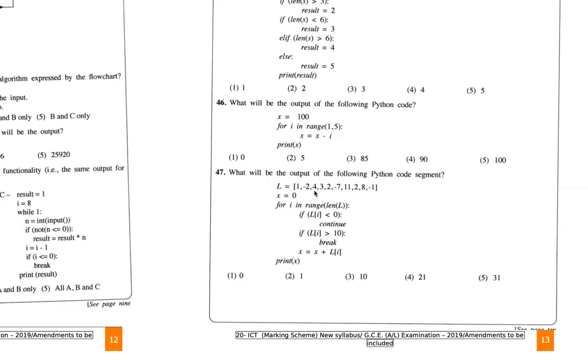1 plus 4 is 5. 5 plus 3 is 8. 8 plus 2 is 10. After that, break, because when it comes to 11, it will break. So 10 comes when the answer is 3. So for question 47, the answer is 3. Very good.